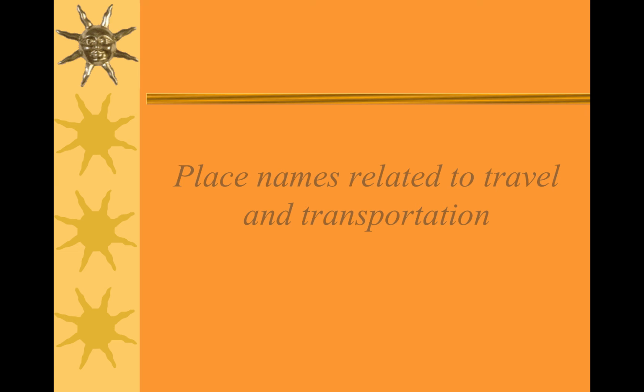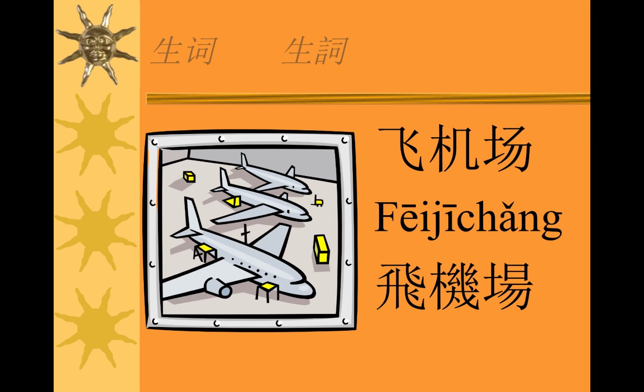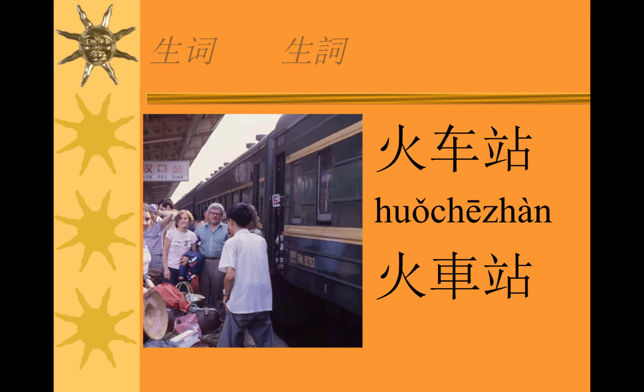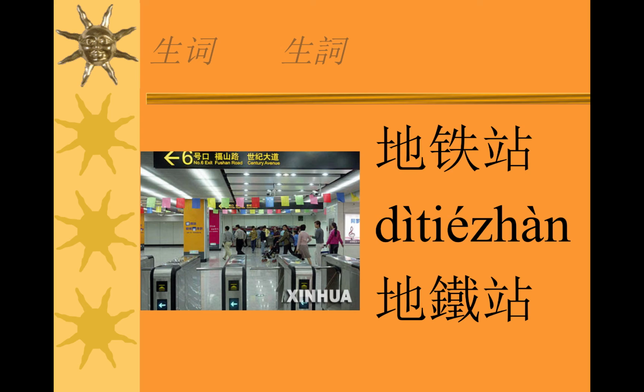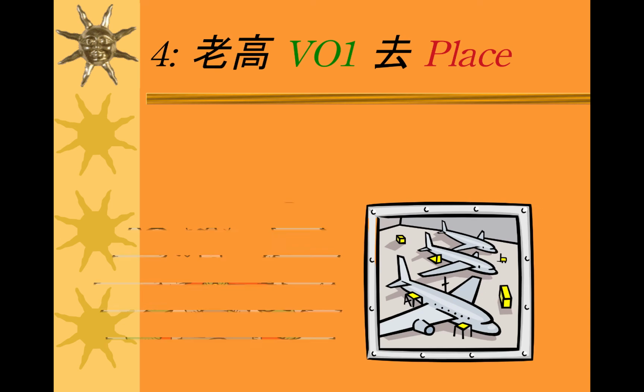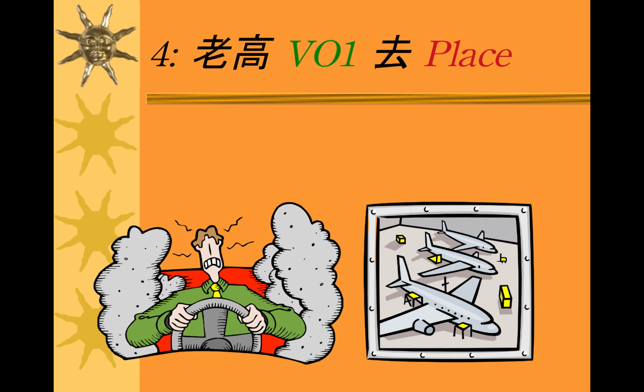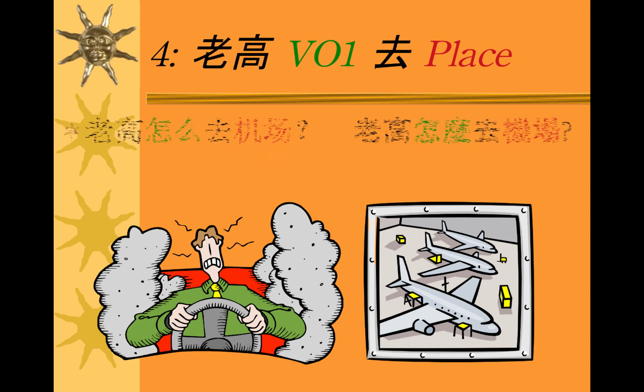Now let's talk about some place names that we'll be using in this pattern. 飞机场, literally the airplane field, is the airport. 火车站. Remember that 站 is a stop or a station, so a 火车站 is a train station. 地铁站 is a subway station. So a few examples. I'll ask you a question, and you answer using the means of transportation pattern.